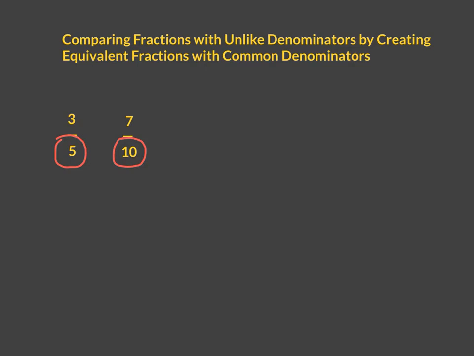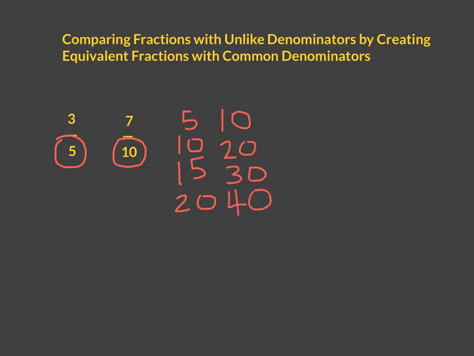The first step is to list the multiples for both 5 and 10. Let's begin with 5. We have 5, 10, 15, 20. Now we'll find the first few multiples of 10. While finding multiples, we can simply skip count. 10, 20, 30, 40.